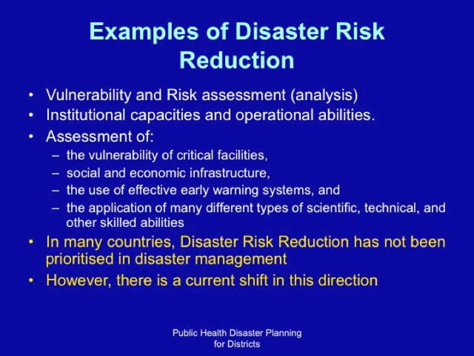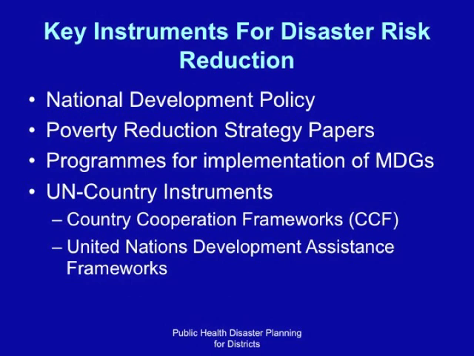In many countries, disaster risk reduction has not been prioritized in disaster management, but there is a current shift in paradigm. Key instruments for disaster risk reduction include the National Development Policy, the Poverty Reduction Strategy Papers, Programs for Implementation of Millennium Development Goals, and in-country instruments including Country Cooperation Frameworks and United Nations Development Assistance Frameworks.